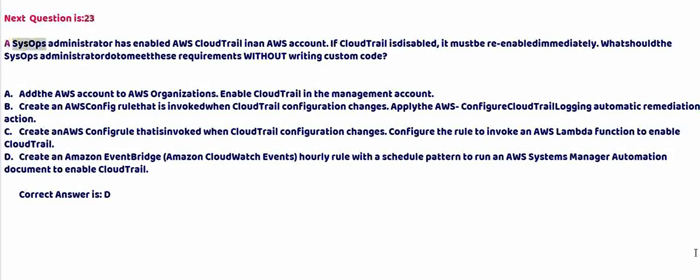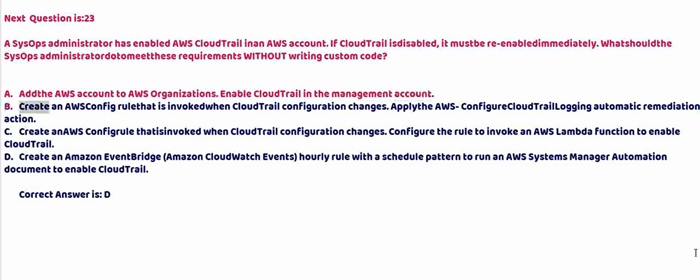Next question is 23. A SysOps administrator has enabled AWS CloudTrail in an AWS account. If CloudTrail is disabled, it must be re-enabled immediately. What should the SysOps administrator do to meet these requirements without writing custom code? A. Add the AWS account to AWS Organizations. Enable CloudTrail in the management account.